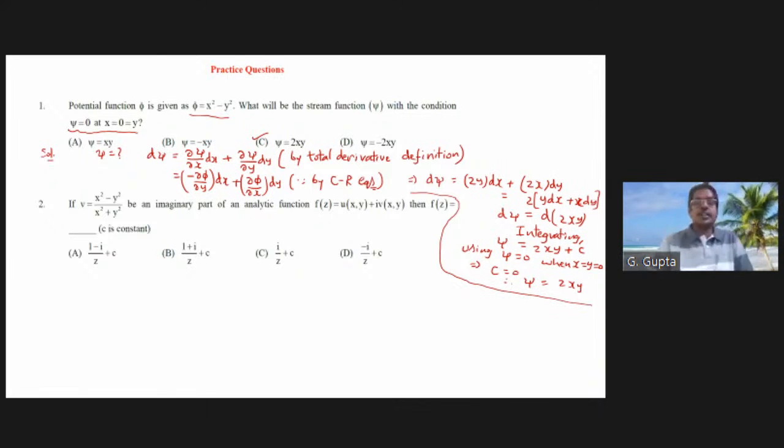Now let us see the second example. If v is equal to x square minus y square by x square plus y square is the imaginary part of an analytic function f of z equal to u of x comma y plus I times v of x comma y, then f of z is equal to, according to the options, in terms of z. So this is the meaning of finding f of z in terms of z.